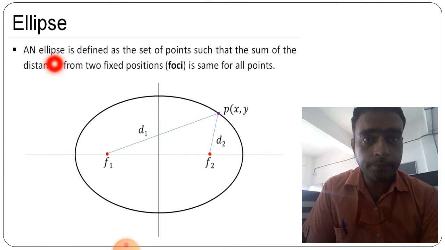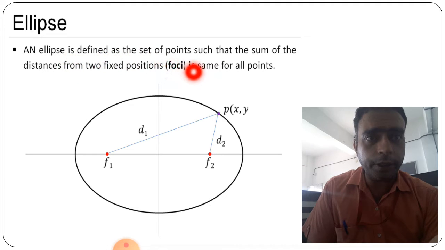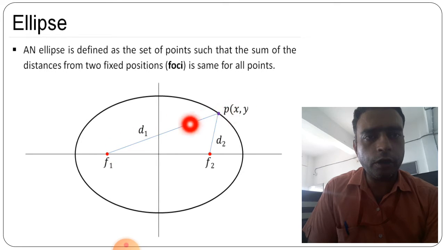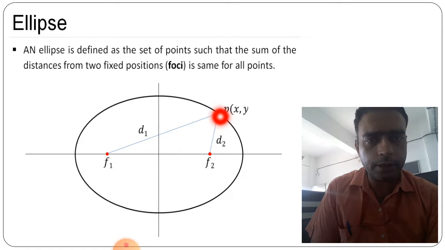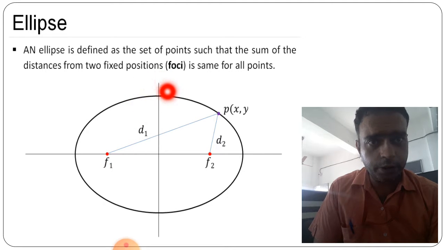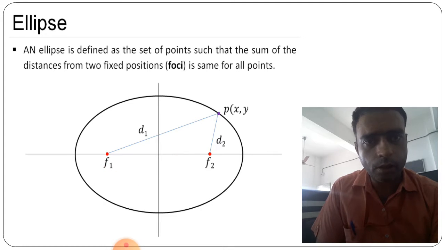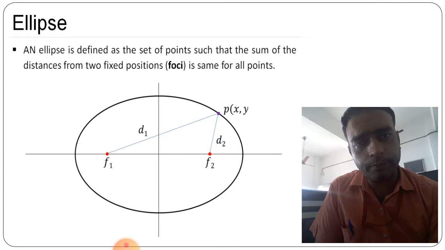So now here, the ellipse is defined as the set of points such that the sum of the distance from the two fixed positions is the same for all the points. The two fixed positions are the focus, or foci, that is f1 and f2, both given here. Here the two different parameters are f1 and f2.